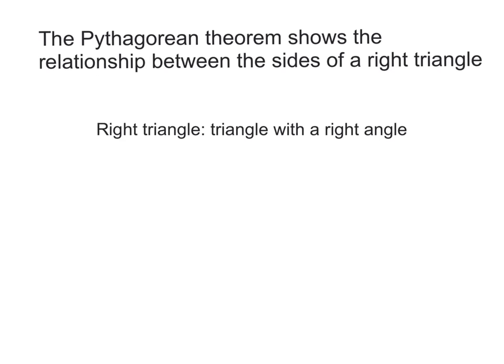A right triangle is a triangle with a right angle inside. We know that we couldn't have more than one right angle because the three interior angles of a triangle always add up to 180 degrees. So we couldn't have two right angles because that would be 180 degrees, since a right angle is 90 degrees.